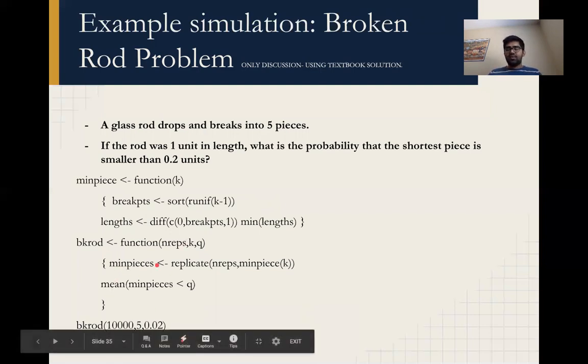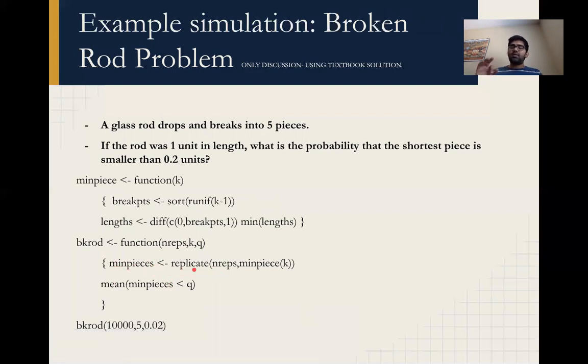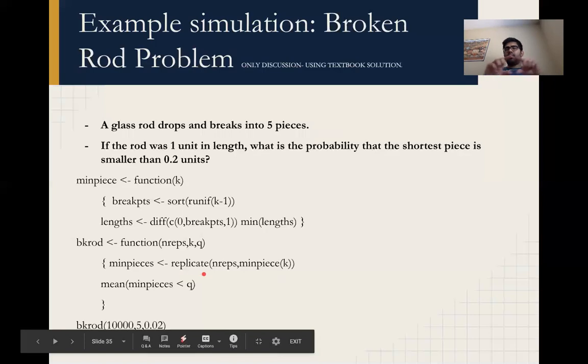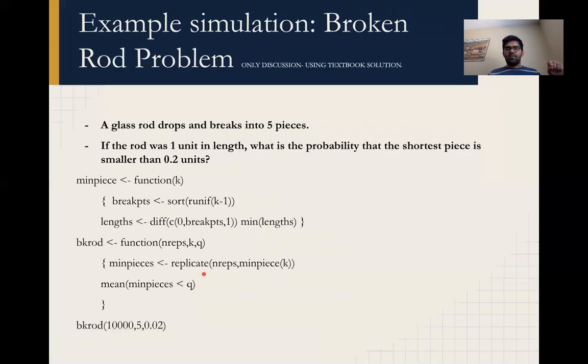So that was the intuition. Here what they've done is they use the third concept, the third type of solution in the dice problem, where you just replicate a whole array of n reps, and you just call the function min piece for k times, and that's it.